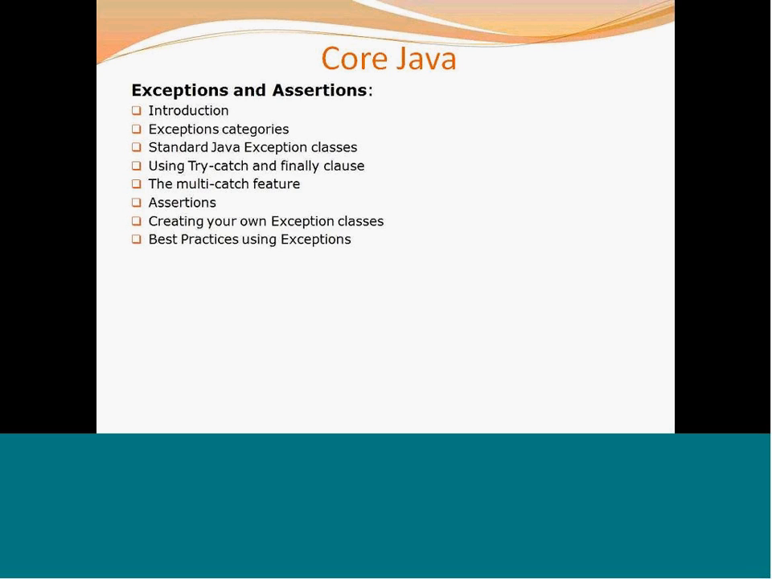If any of these requirements does not match with the program's requirement, it will throw you an exception saying this hardware or software is not working properly. So you have some backup plan to resolve these exceptions. That is what it means by exceptions and assertions in core Java.